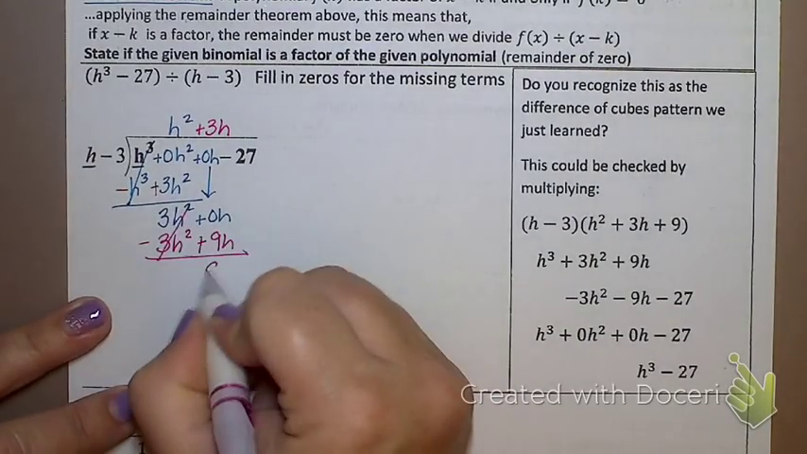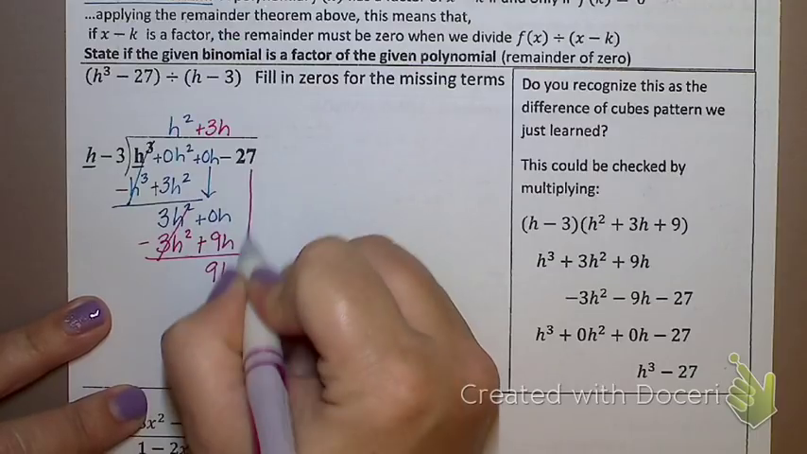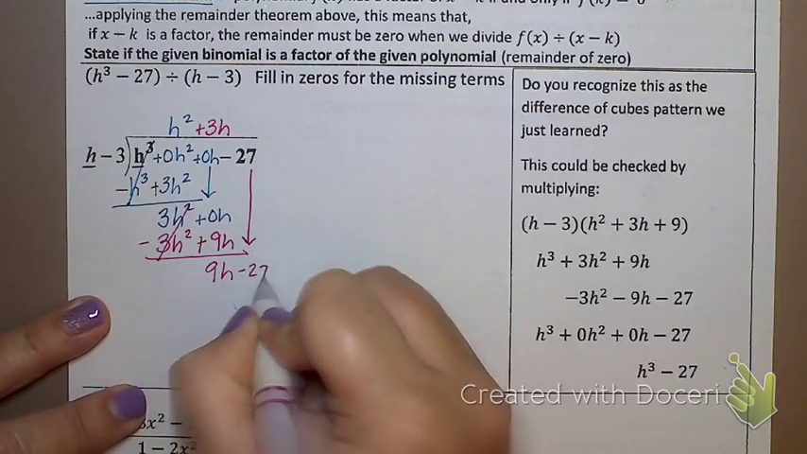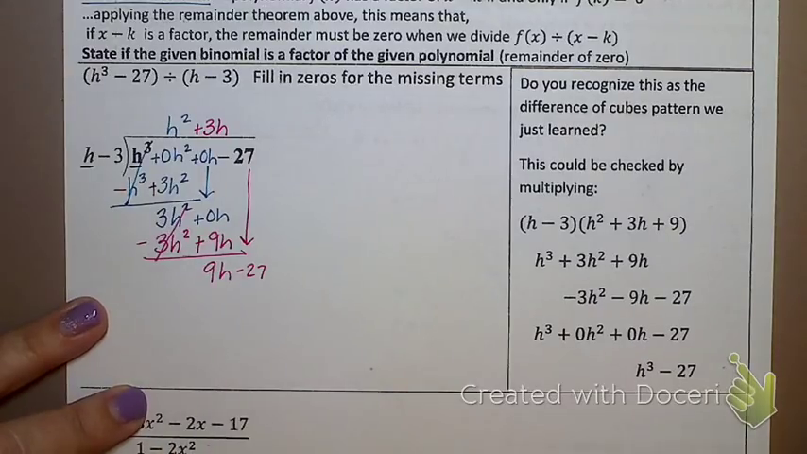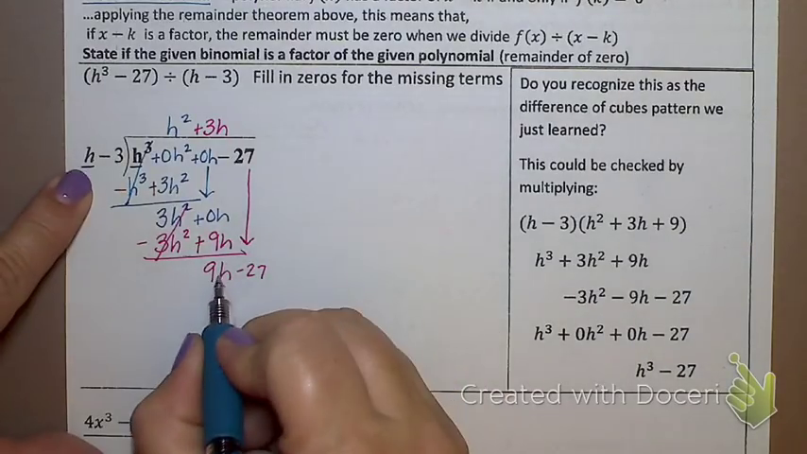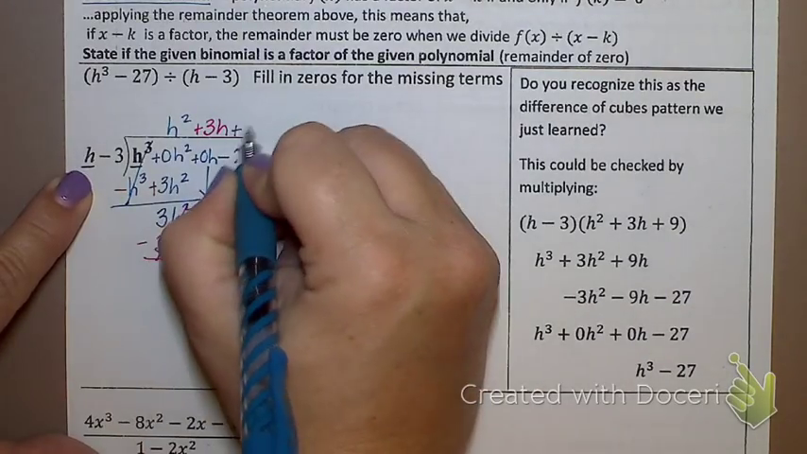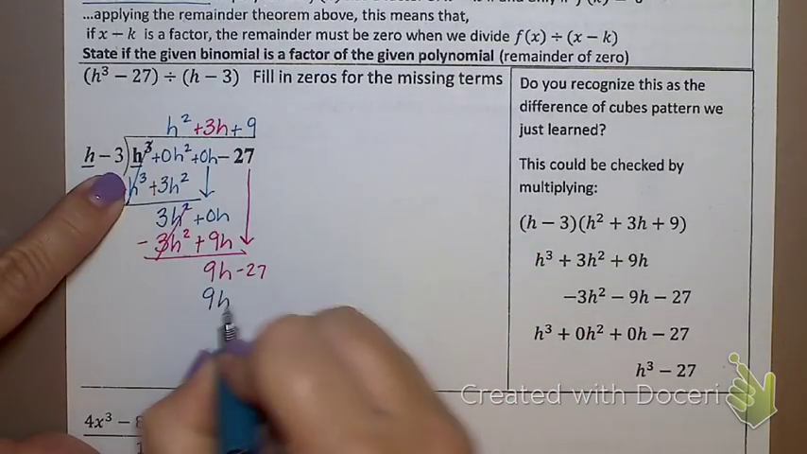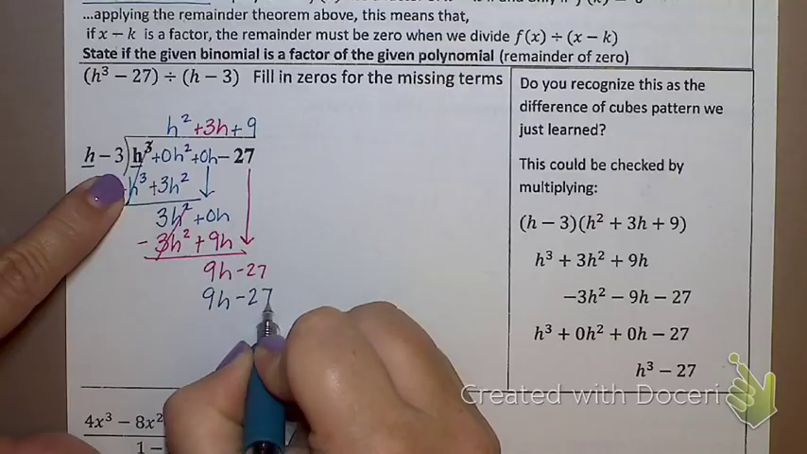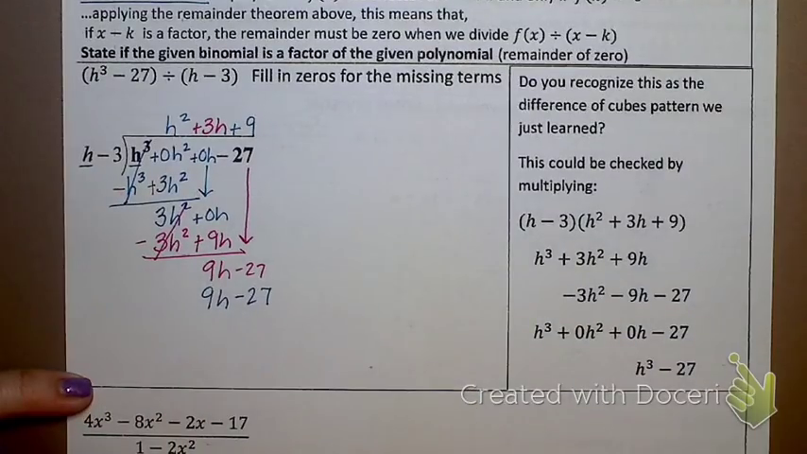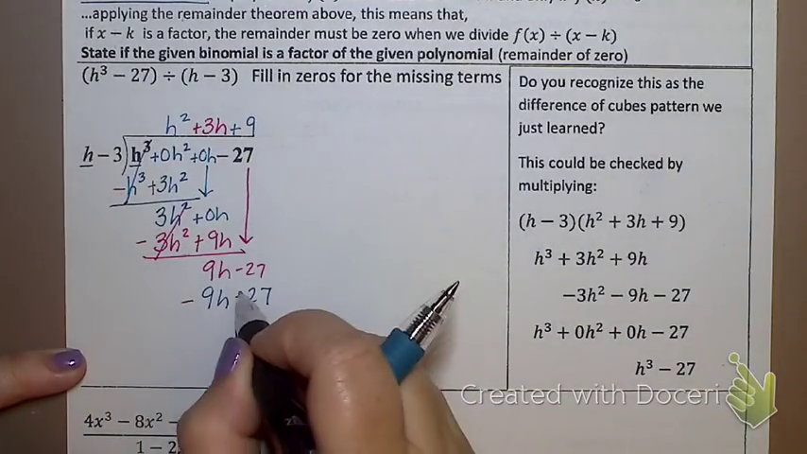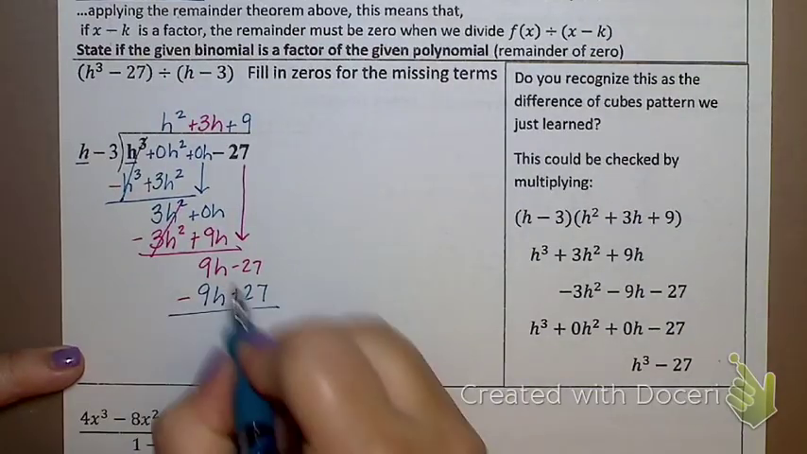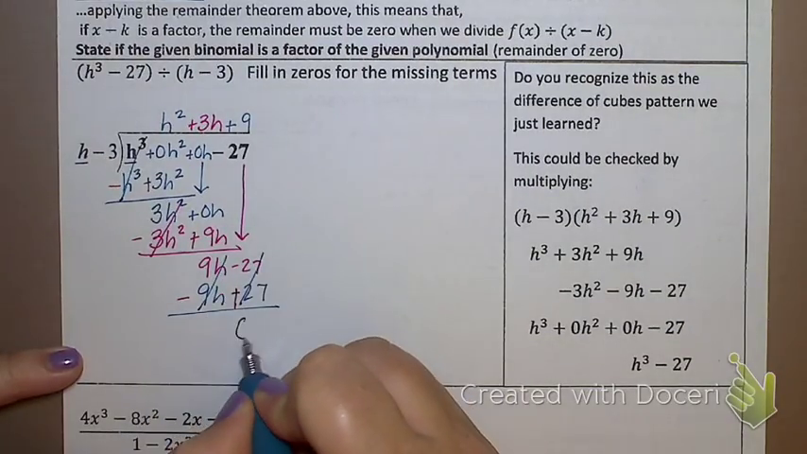I have 9h minus 27. I think I can still keep going. Let's see, h times what is 9h? That would be plus 9. 9 times h is 9h. 9 times negative 3 is negative 27. When I change my signs here, what happens? It cancels out completely, meaning that I have a remainder of 0.